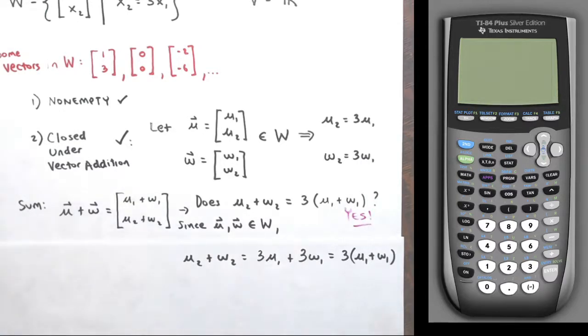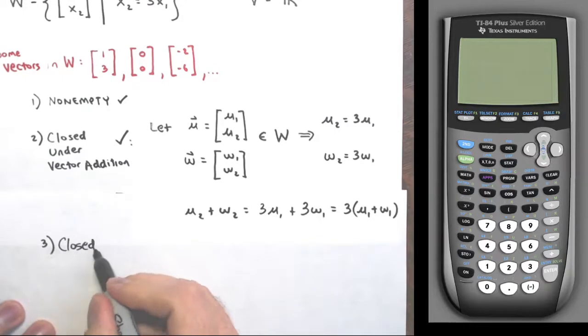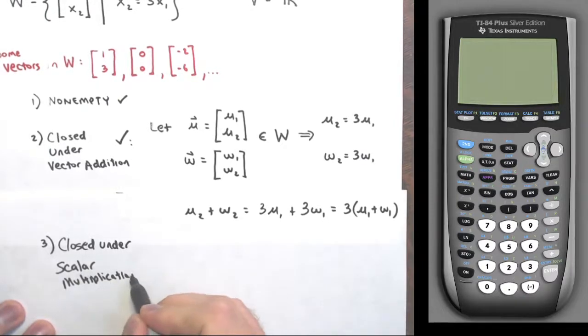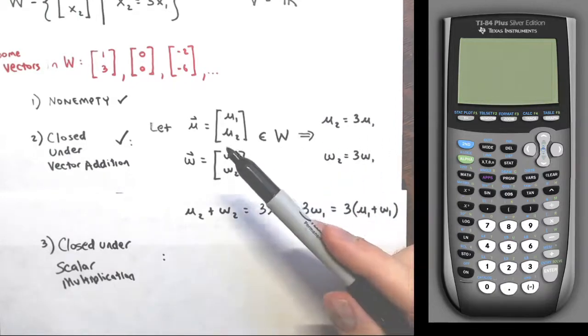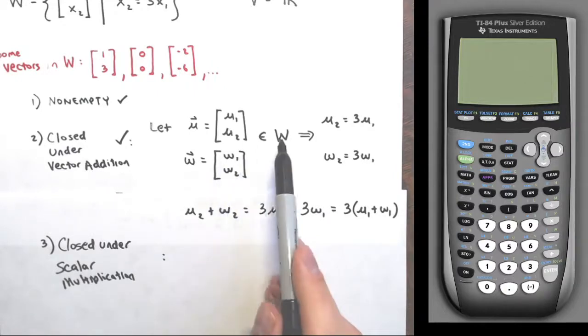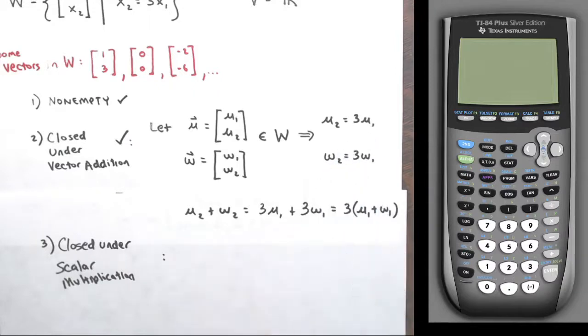All right, and then the last part, is the set closed under scalar multiplication? All right, I don't know yet, so I'm not going to put a check. Now I've already got vectors that I say belong to W, so I'm going to have just u again. So suppose we have vector u in W, and that means that the second component is 3 times the first. All right, u2 is 3 times u1.